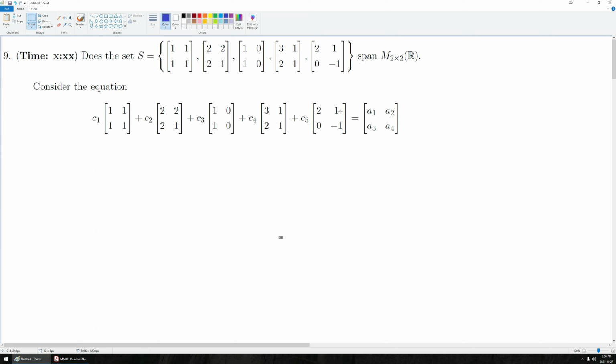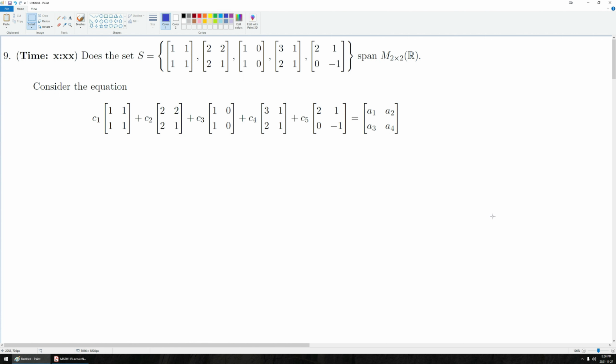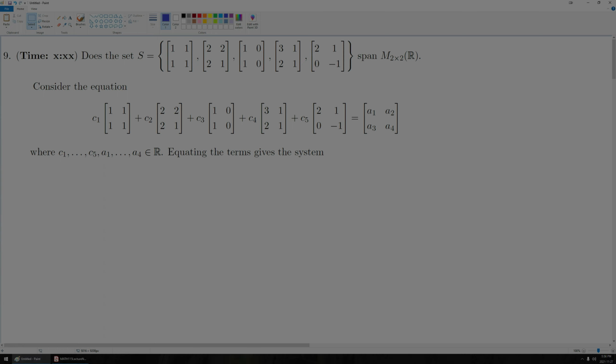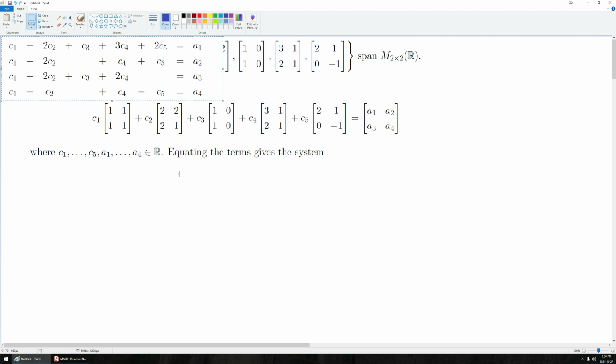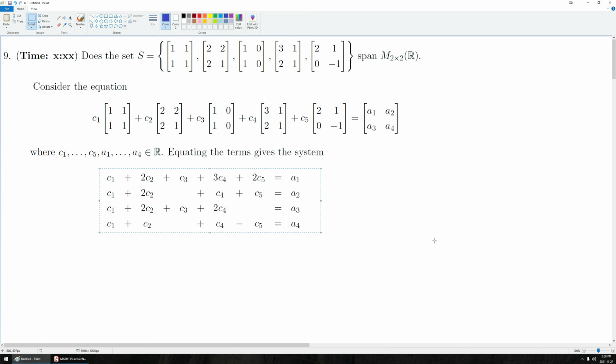So I want to consider this set here, where each one of these C1 through C5 and these A1 through A4s is going to be simply a real number. Okay, so again, equating the various terms here gives me a system of equations. So here I'm going to have 4 equations with 5 unknowns. Okay, so my goal is to solve this.